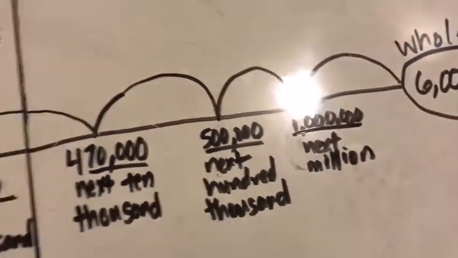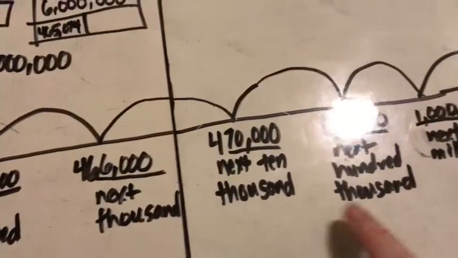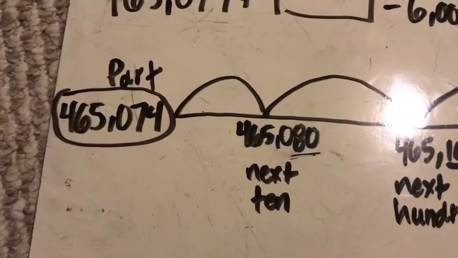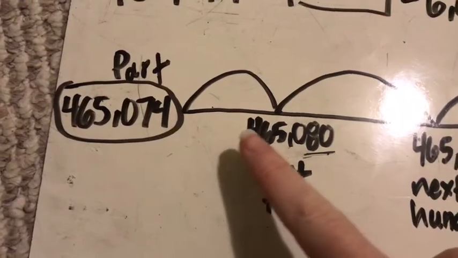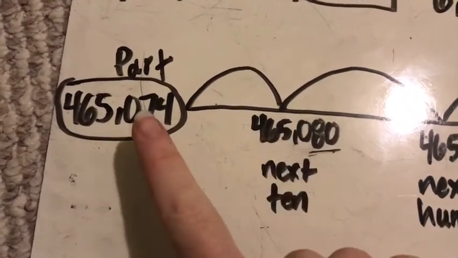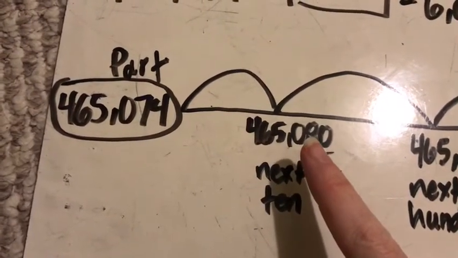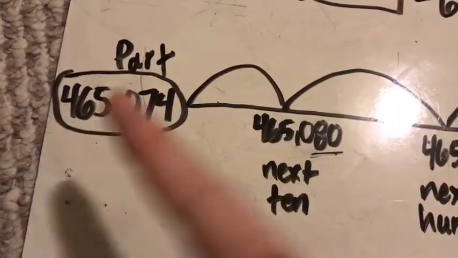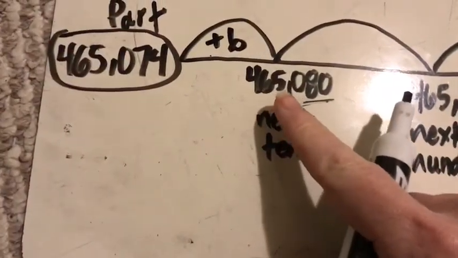So now that I have thought about what would be my next 10, my next 100, my next 1,000, my next 10,000, my next 100,000, and my next million, let me look and think about what kind of jumps I would have to take to get from one to the other. So if I'm at 465,074 and I want to get to 465,080, I really need to know 74 plus how much more gets me to 80. And since 4 plus 6 gets me 10, 74 plus 6 will get me to 80. So 465,074 plus 6 would get me to 465,080.